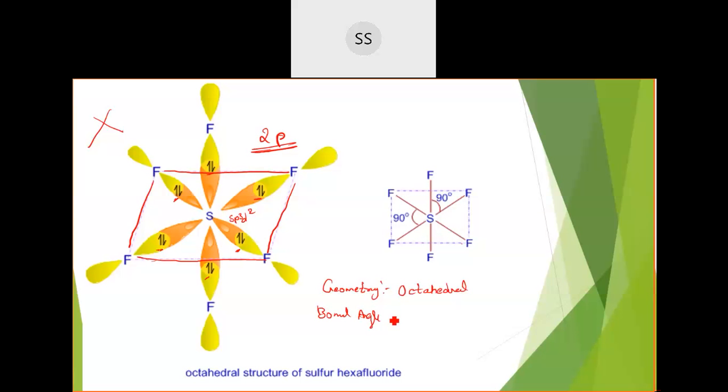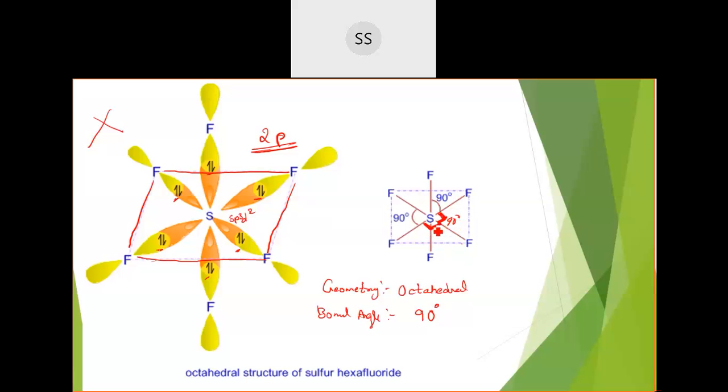How is it 90? Bond angle is 90 degrees. See here, it is like a square. See here, 4 fluorine atoms are there on the plane. On the plane, if I take 2 bonds, between the 2 bonds you see the angle. It will be 90 degrees, no? This is 90 degrees. Again here, this and this are on the plane. The arrangement is like a square.